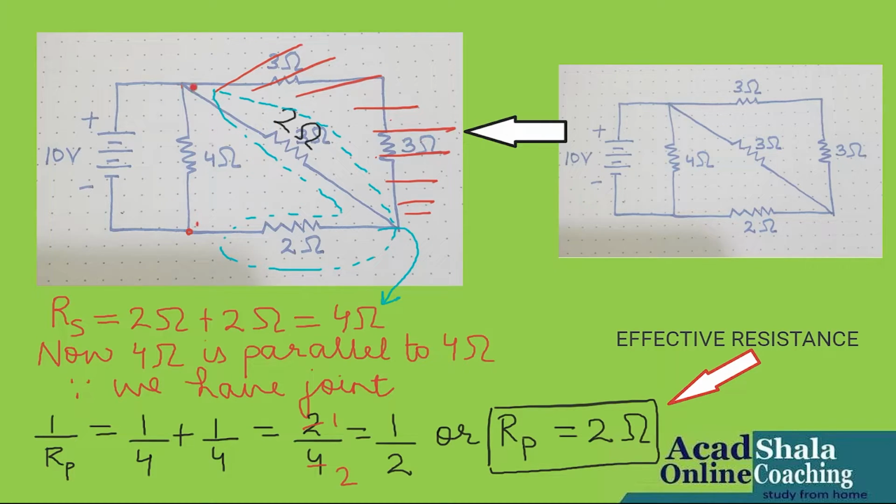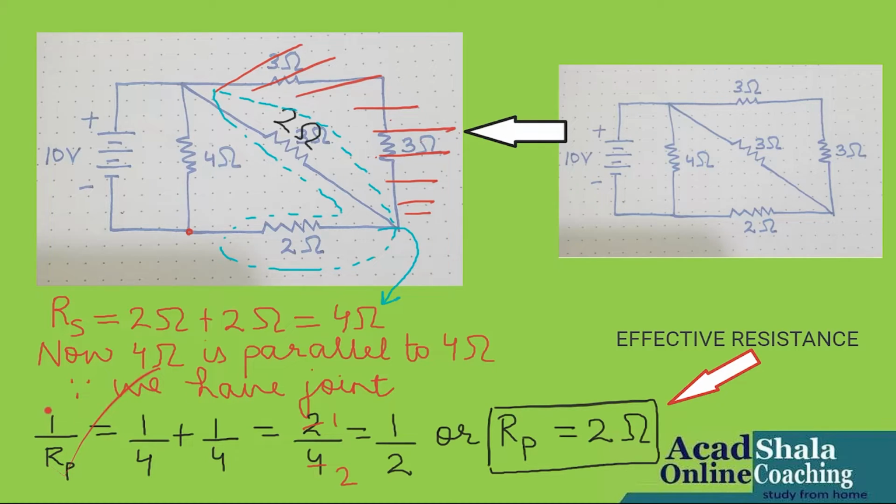And here we have a joint, that is why we know it is in parallel with the value which we have calculated over here. After this, this value which has come out to be 4 ohm is parallel to this 4 ohm. So again, we will put the formula of resistance in parallel.